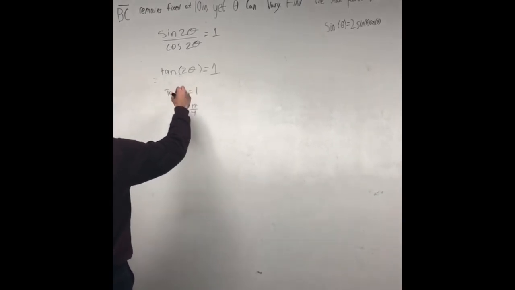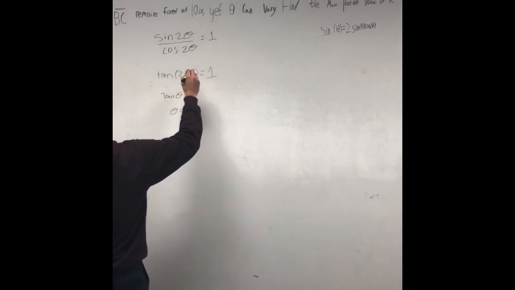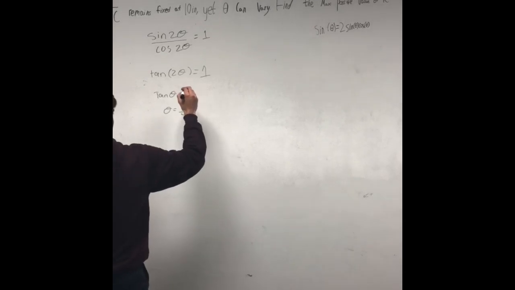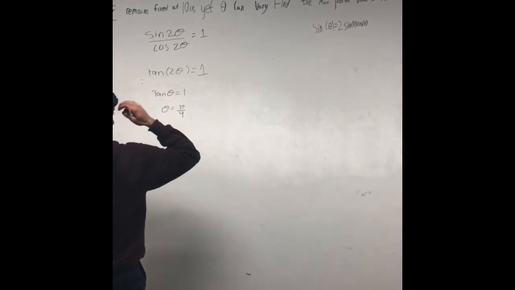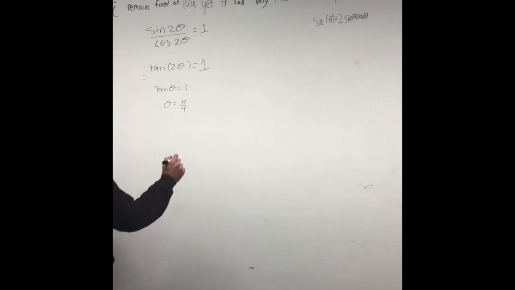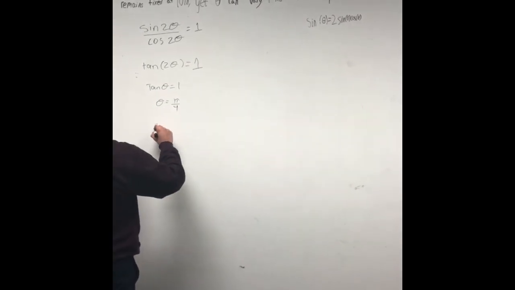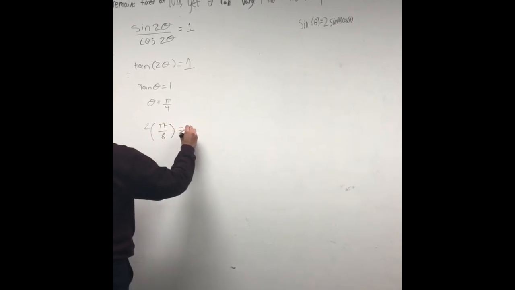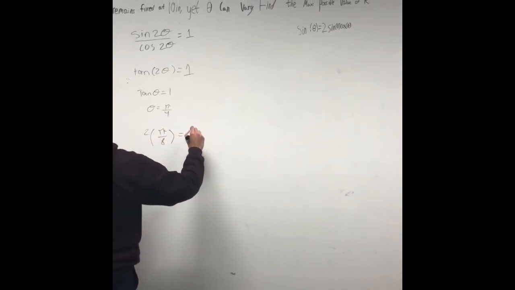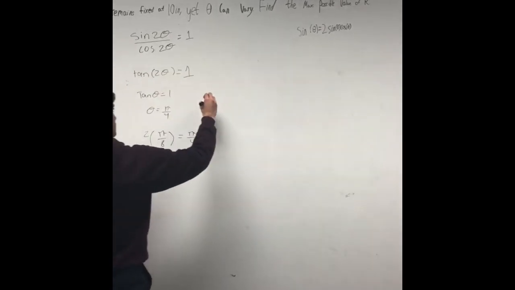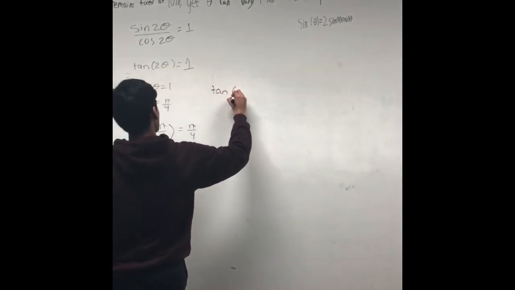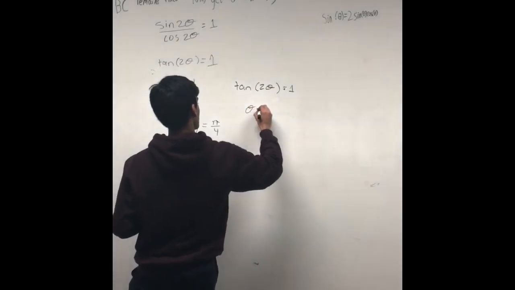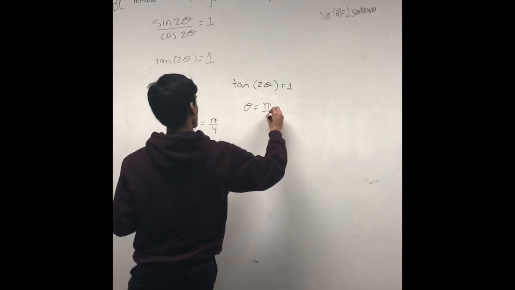But we need to know what theta is in this equation, because there's a 2 over here, so we need to know what multiplies by 2 to get pi over 4. So we know that if we multiply 2 times pi over 8, we're going to get pi over 4. So that's how we find out what theta equals here. So in this equation right here, we now know that theta equals pi over 8.